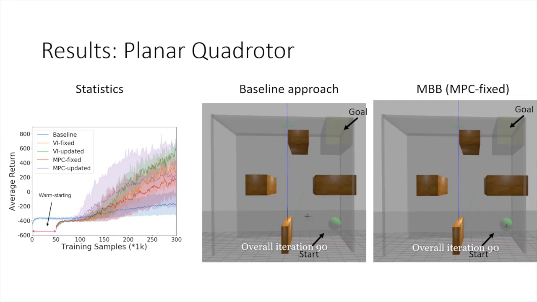As shown in the video clip, with the guidance of the model-based baseline as a critic, the policy can gradually learn the collision-free path to the goal even though it performs badly initially. However, the baseline approach fails to do that.